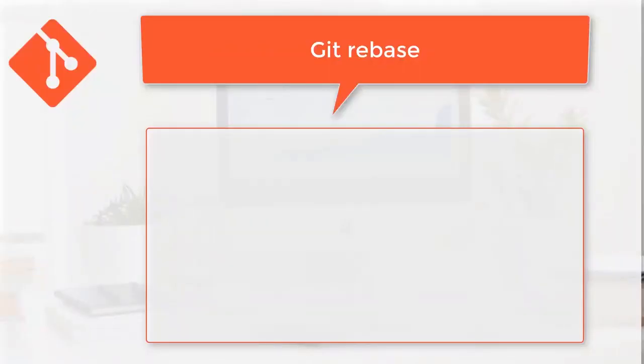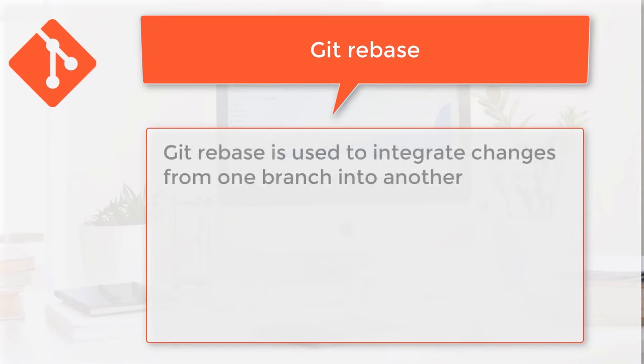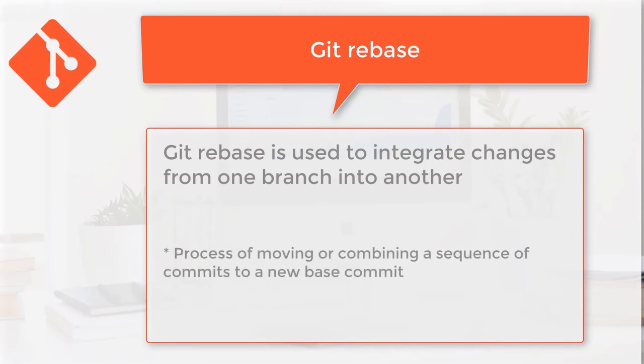Now it's time to discuss another feature of Git, which is called Git Rebase. Git Rebase is one of the tools which is used to integrate changes from one branch into another. In other words, rebasing is the process of moving or combining a sequence of commits to a new base commit.